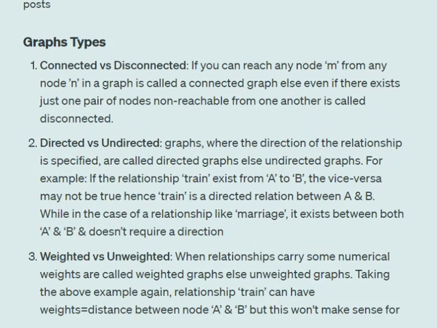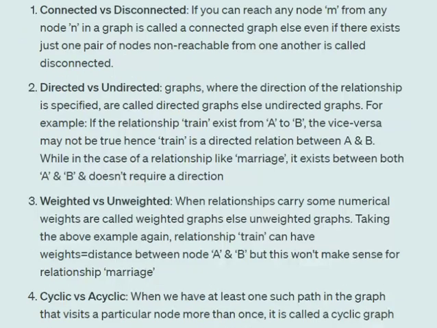So a connected graph should have a path from all the nodes to all the other nodes. In case of a disconnected graph, if any node pair is missing out on any connection, that means they are not reachable to each other. It becomes a disconnected graph.